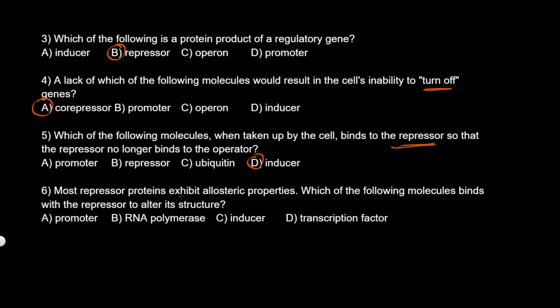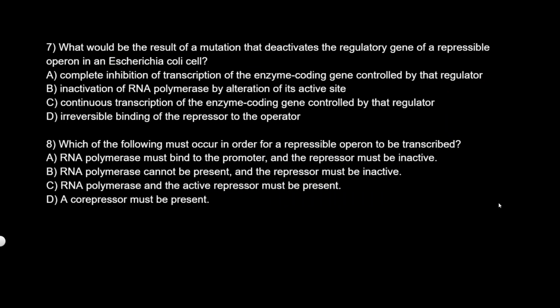Number 6. Most repressor proteins exhibit allosteric properties, meaning it will bind to somewhere other than the active site. Which of the following molecules binds with the repressor to alter its structure? Both the inducer and co-repressor can bind to it to change the shape, but there's no co-repressor here. The best answer will be C. Let's move on. Number 7 and 8.